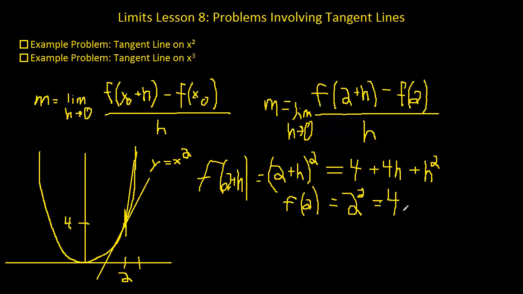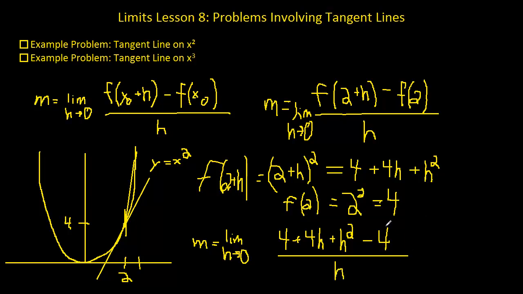So now we have these two parts, and let's go ahead and plug it back into here. So m equals the limit as h goes to 0 of f of 2 plus h, which is this, 4 plus 4h plus h squared, minus f of 2, which is 4, over h. So let's see what happens. Now we have a 4 in here, minus 4 in here, so we can cancel these out. That just goes to 0. And we end up with 4h plus h squared over h. Now, if we factor an h on the top, we get h times 4 plus h, over h.